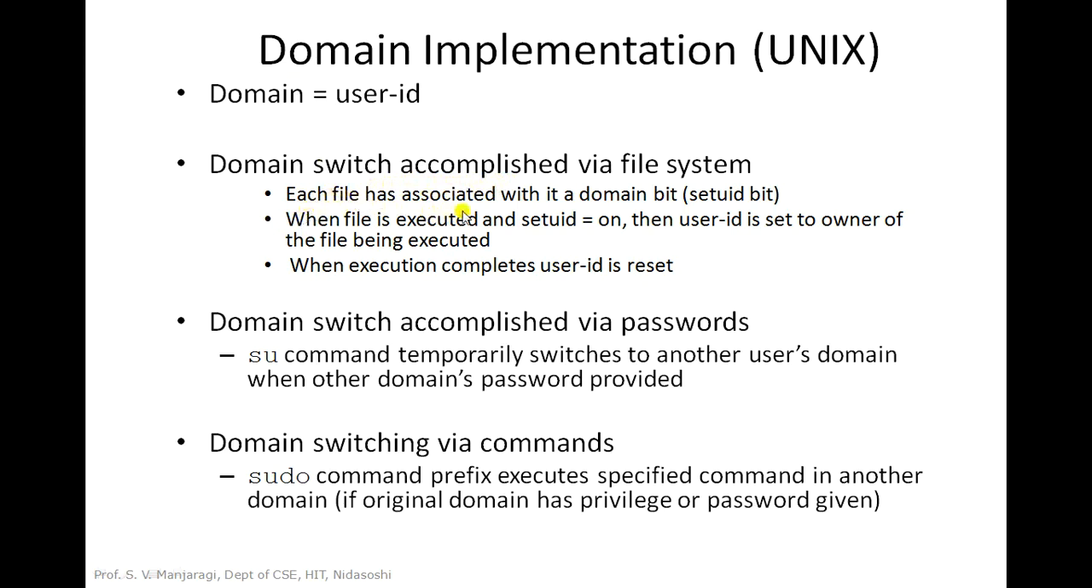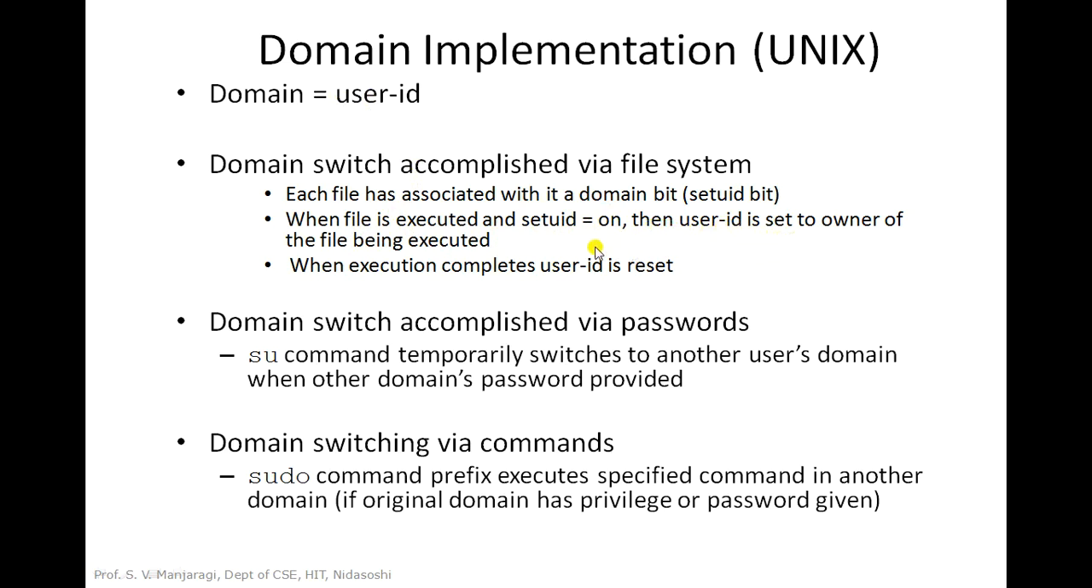Each file has associated with it a domain bit. Each file in the Unix system will have a bit that is called the domain bit. It is also called the set UID bit, because in Unix we take a domain as a user ID. So the domain bit is also called the set UID bit, that is, set user ID bit. Whenever a process or user wants to execute a file, and the domain bit or set UID bit is set to on, then the user ID is set to the owner of the file that is being executed.